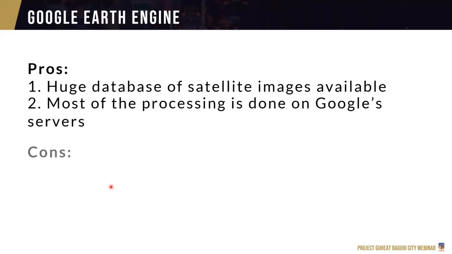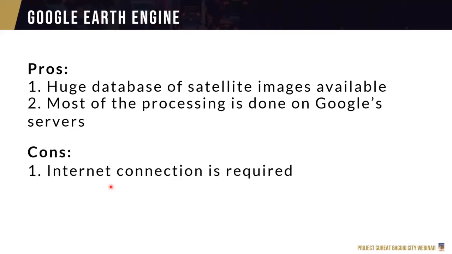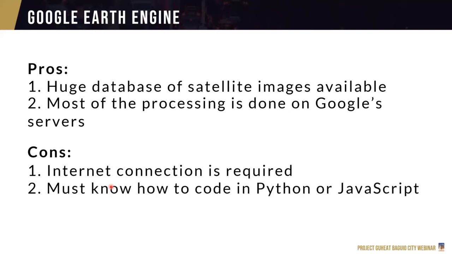However, also because it's cloud-based, an internet connection is required. And it is also necessary to know how to code in Python or JavaScript in order to make full use of it. You can use Earth Engine apps created by other users, but you'll still need to know how to code if you need to make any changes. Also, there are cases where an API update breaks the code. In this case, you'll need to know how to code to fix it.